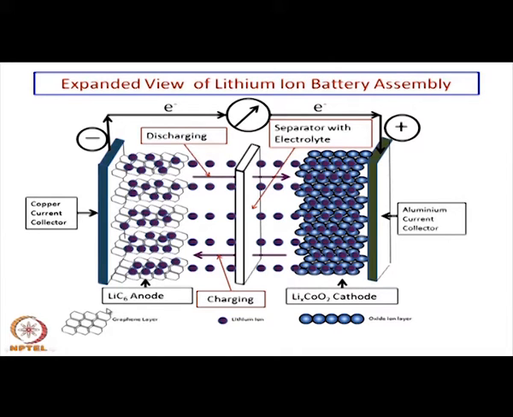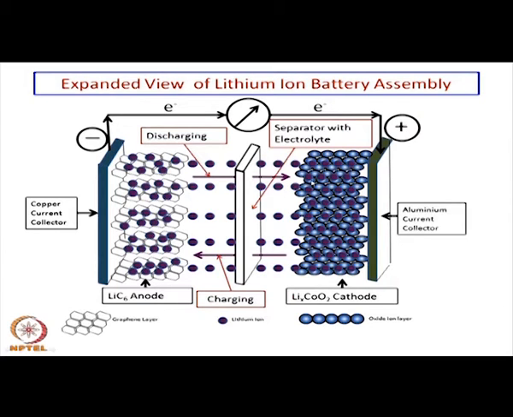The maximum quantity of lithium that you can introduce is, for 6 carbon atoms, only 1 lithium atom. That is the maximum amount one can introduce in this structure. That is the solid anode material. This side is the anode material and this side is the cathode material. The cathode material is basically cobalt oxide, CoO2, in which lithium again is intercalated. These are the CoO2 layers.